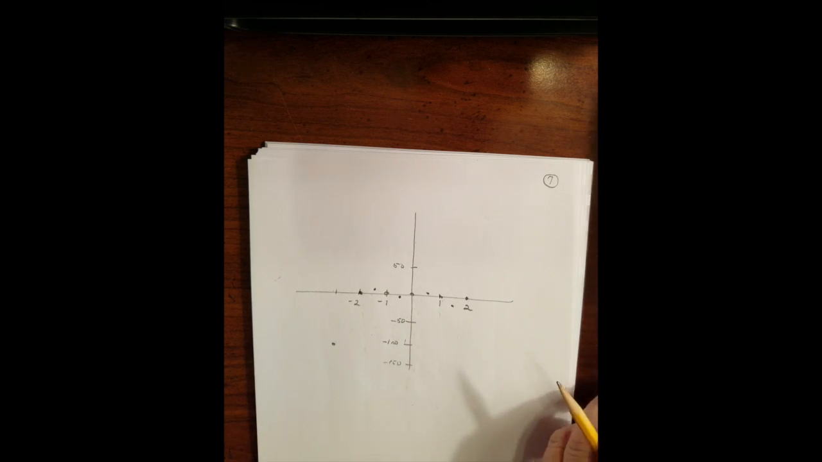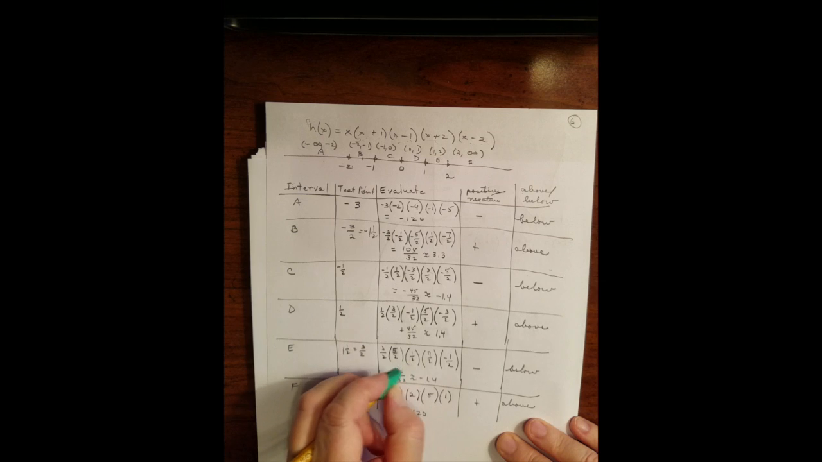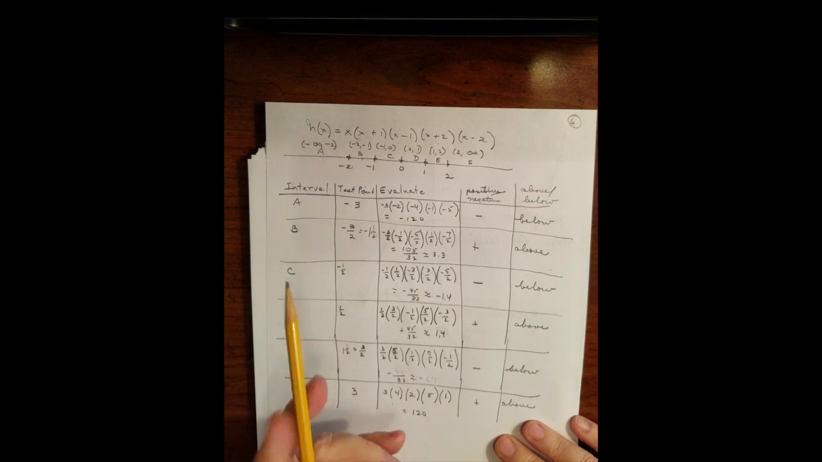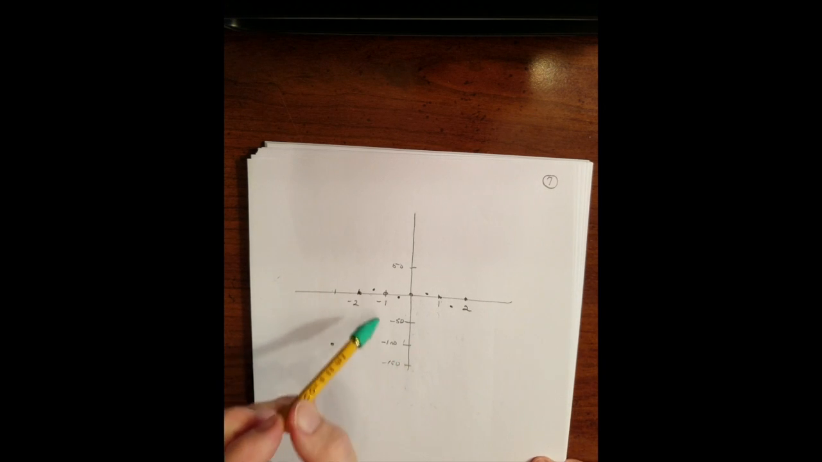I'm missing something here. 35. Oh, wait. This one should be negative 105 over 32, or approximately negative 3.3. Sorry. So negative 3.3 right here.